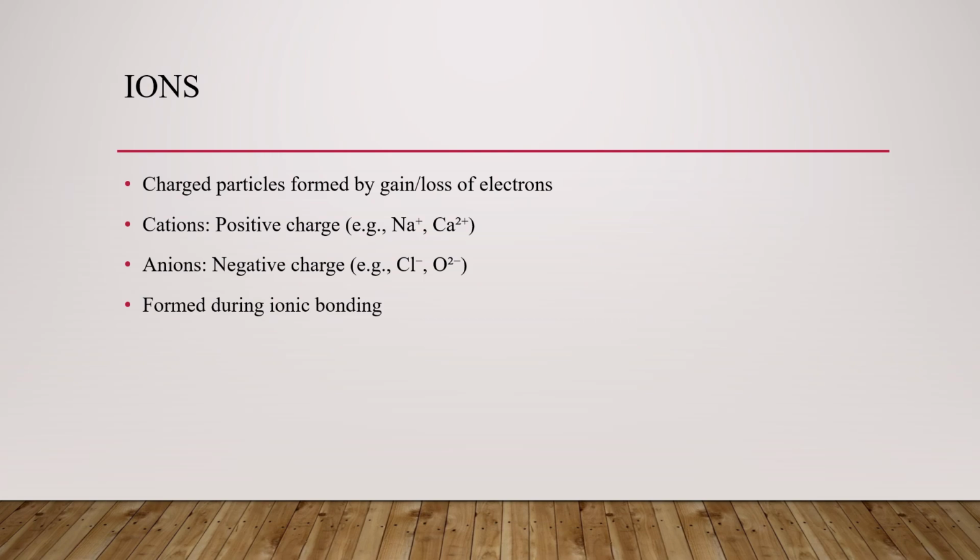Okay, next is ions. An ion is a charged particle formed by gain or loss of electrons. First is cations. A cation is a positively charged species, for example, Na plus and Ca2 plus, meaning sodium plus and calcium 2 plus. And anions are negatively charged species, for example, Cl minus, that is chloride ion, and O2 minus. They are formed during ionic bonding.